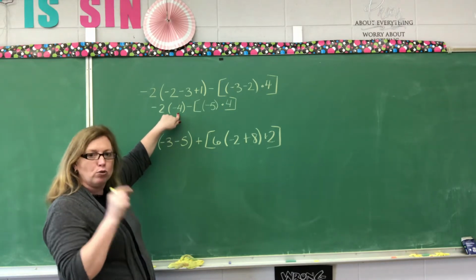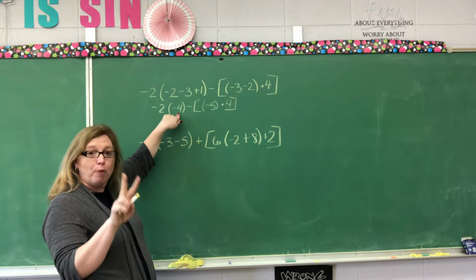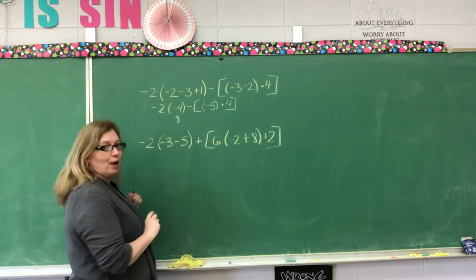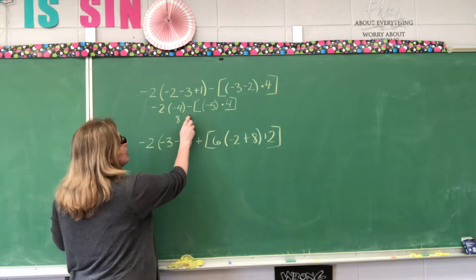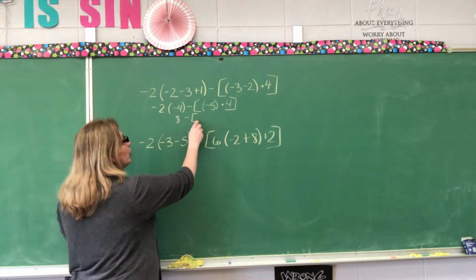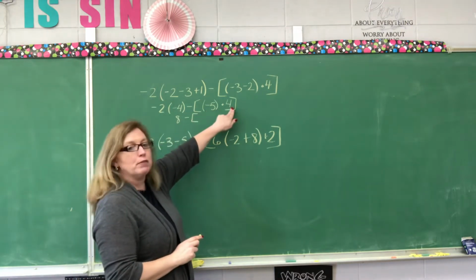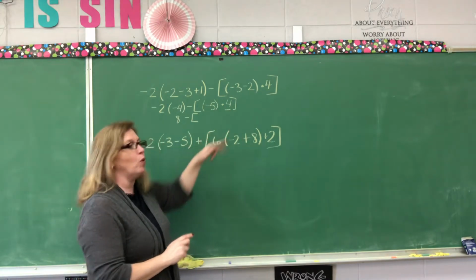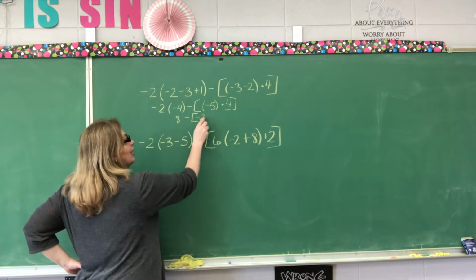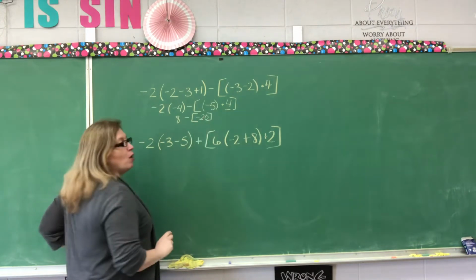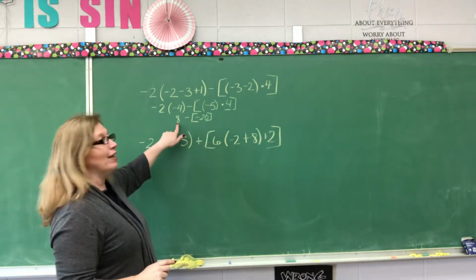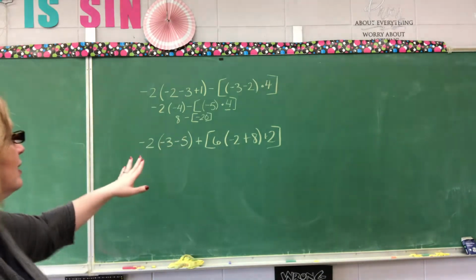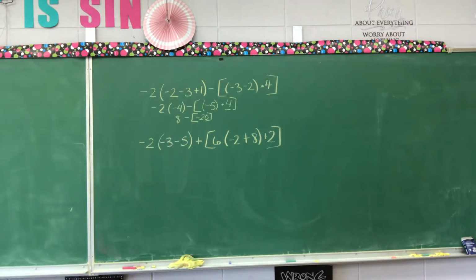How do I know that? Well, 2 times 4 is 8. Both signs are negative. That makes my answer positive. So I have a +8 minus, and I'm going to put my little bracket here, -5 times 4. Well, 5 times 4 is 20. One is positive and one is negative, so that makes it -20. Now what do I have? I have a +8 minus a -20.